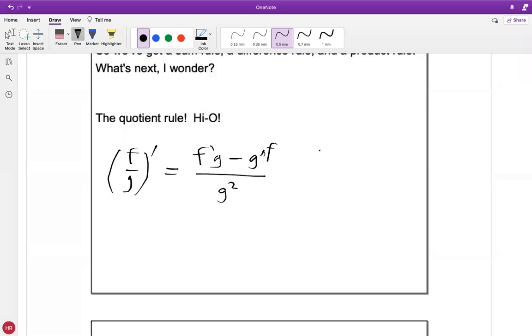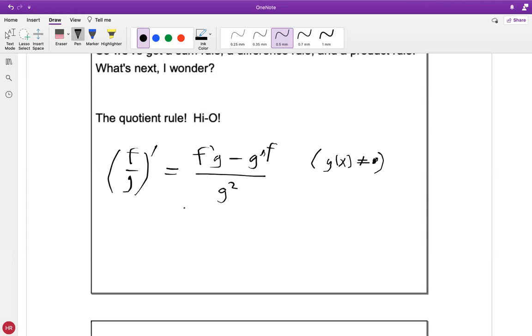This is all with the assumption that G of X does not equal 0, of course, because I need to not have a 0 on the bottom of this fraction. If G of X is 0, then this thing is undefined to begin with, so it's not really that important, but this is the quotient rule. Derivative of the first times the second minus derivative of the second times the first, all divided by G squared.